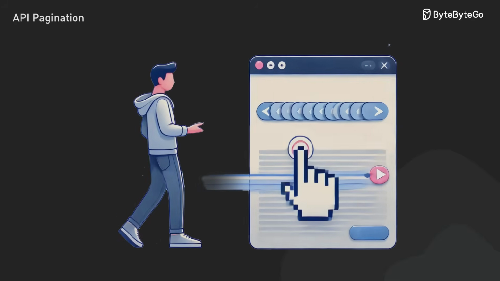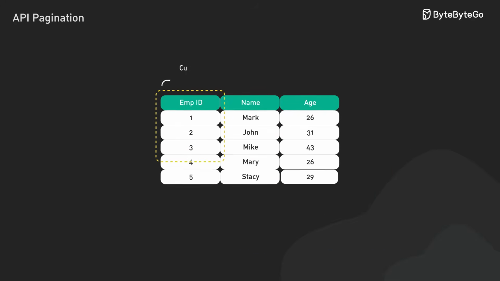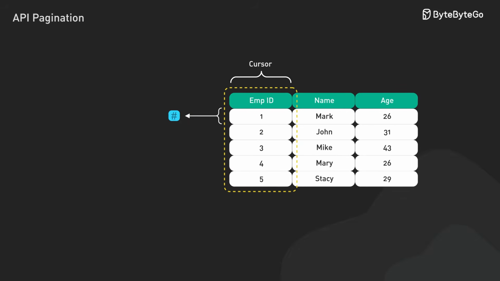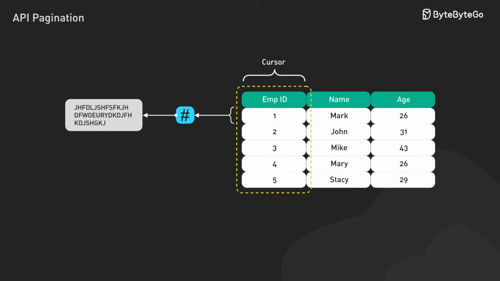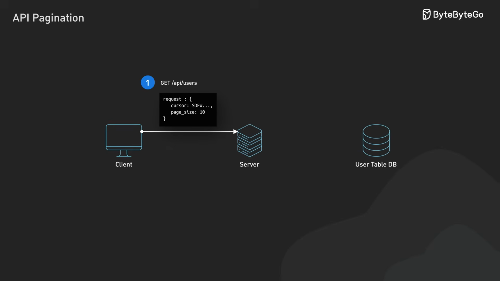Let's walk through how we implement cursor-based pagination. First, we pick an index column like an ID as our cursor. Then we hash the cursor value for security. Next, the client sends their last seen cursor value.